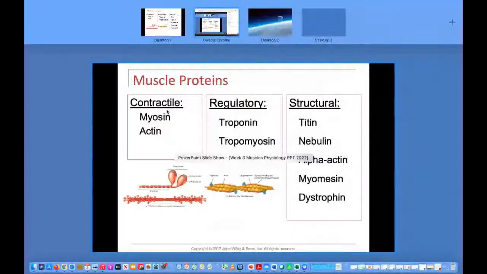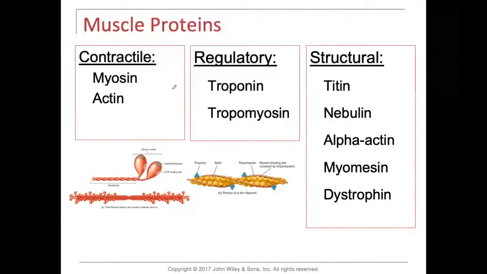Welcome back, everyone. We are going to talk about the sarcomere now. The sarcomere is the functional unit of muscle. And the sarcomere is made up of contractile proteins and regulatory proteins and structural proteins.